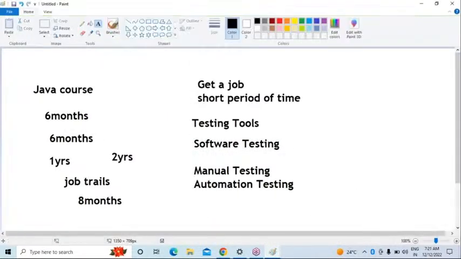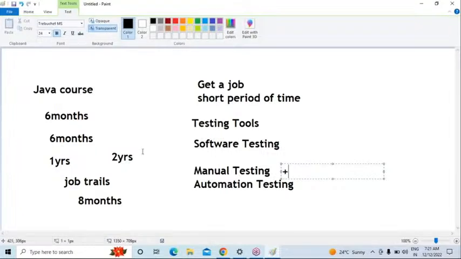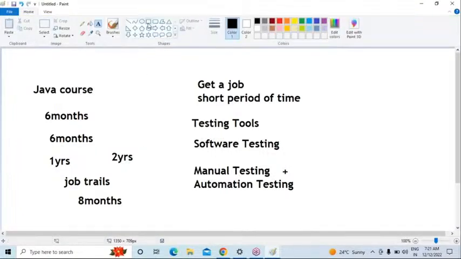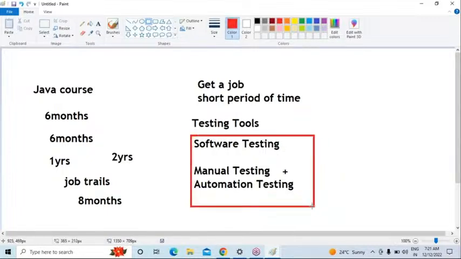So here there is no separate course for automation like that. We include both manual plus automation testing, collectively called software testing course. Okay.